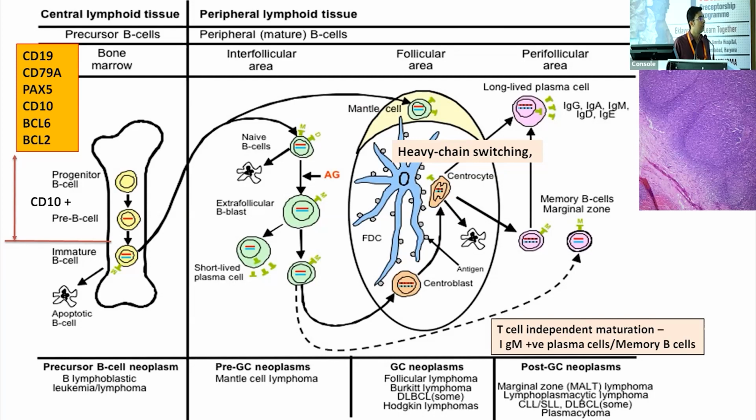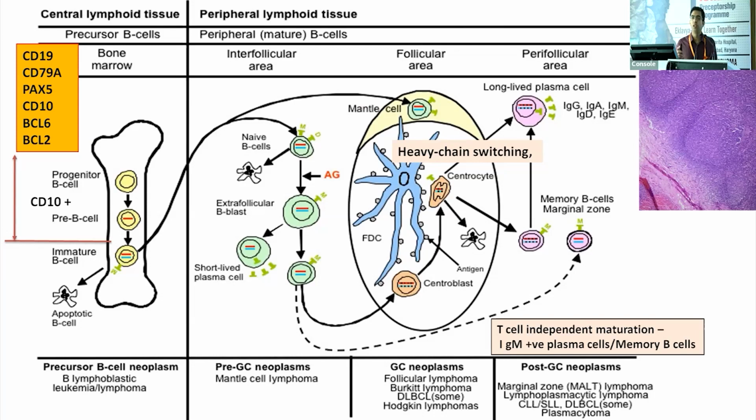These mantle zone cells, which are CD5 positive, then enter the germinal center. This germinal center is very important because two important processes happen here. One, the switching off of BCL2 expression. So we have to know the importance of BCL2. BCL2 is an anti-apoptotic molecule. So when BCL2 switches off, the lymphocytes within the germinal center are prone to undergo apoptosis. So apoptosis will happen in the germinal center.